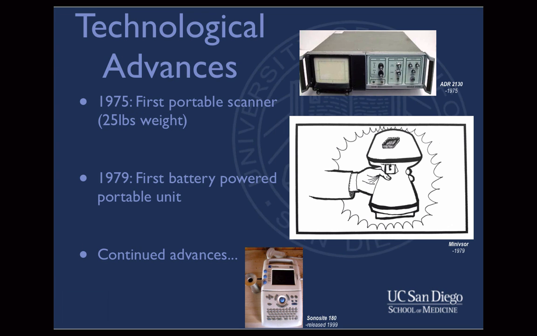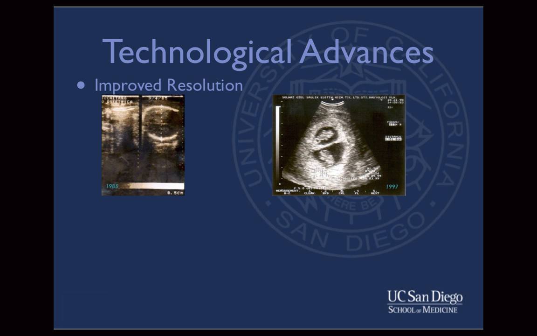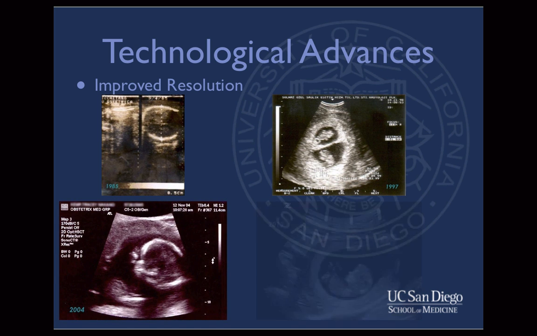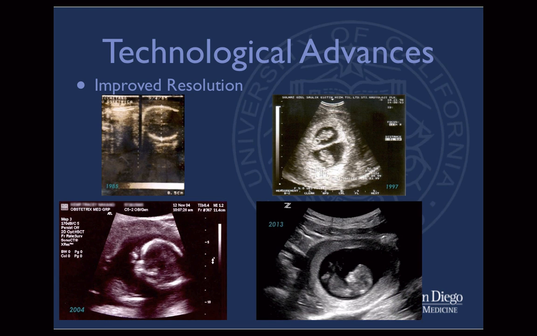By the mid-1970s, grayscale imaging was beginning to evolve as well. The first portable scanner was released in 1975, weighing 25 pounds. The image display consisted of only 16 shades of gray. In comparison, modern-day ultrasound machines display over 250 shades of gray. Here, we are able to witness the effect of technological advances in the resolution quality of ultrasound images.